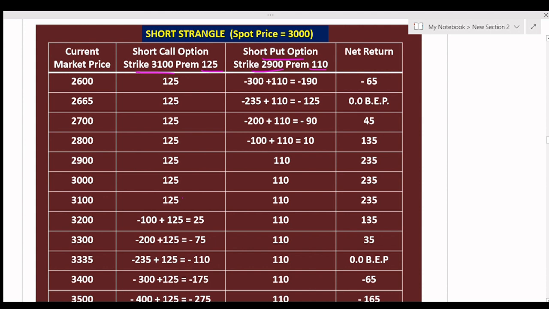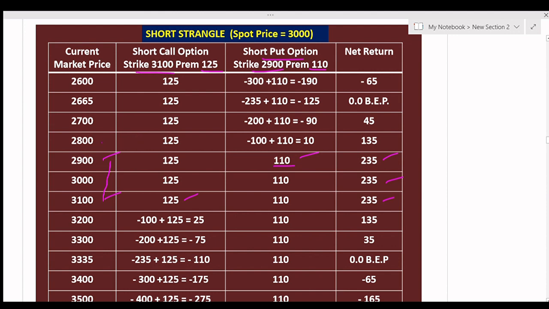Up to the strike price 3100, the option trader will earn a profit of 125, that is premium receipt, because the call buyer will not exercise his right up to the point of 3100. And for put option, up to the strike price of 2900, the seller will earn a profit of rupees 110, the premium receipt, up to the point of 2900. So in this region, 2900 to 3100, the profit will be maximum 235.